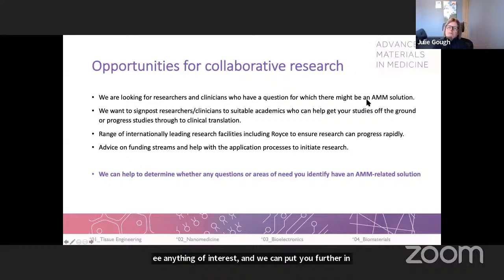We've got many opportunities for collaborative research. If you want to contribute to some of the existing projects, or we can come up with new ideas for new projects. We're always looking for researchers and clinicians. And we also do a lot of helping identify and matching up researchers with clinicians to help get your studies off the ground and progress through to clinical translation.